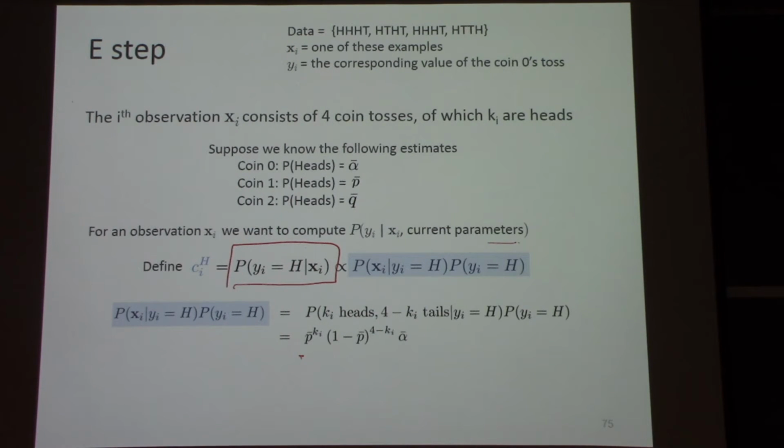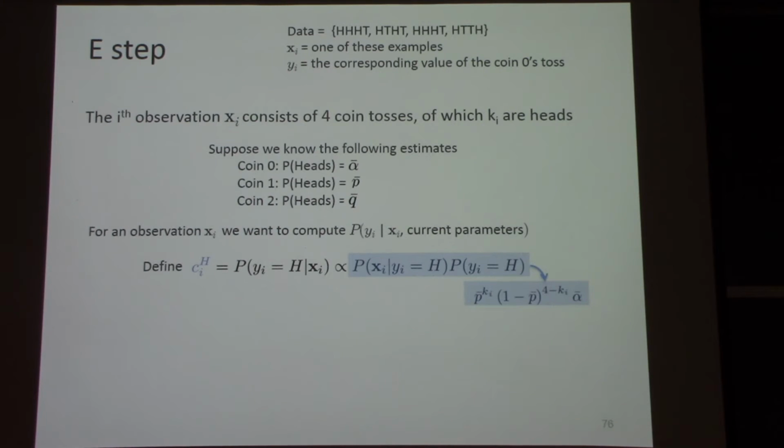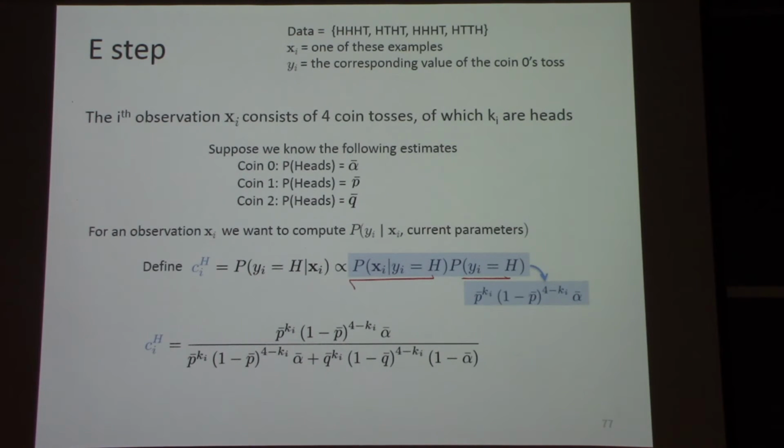The probability that the ith example corresponded to a heads for coin 0, let's call that CIH. CIH is proportional to this quantity, and with just a little bit of algebra, I can write down the value of CIH. If I knew my current parameters, this is exactly the maximum a posteriori probability. This is the likelihood and the prior, and this denominator just normalizes things so that it adds up to 1.